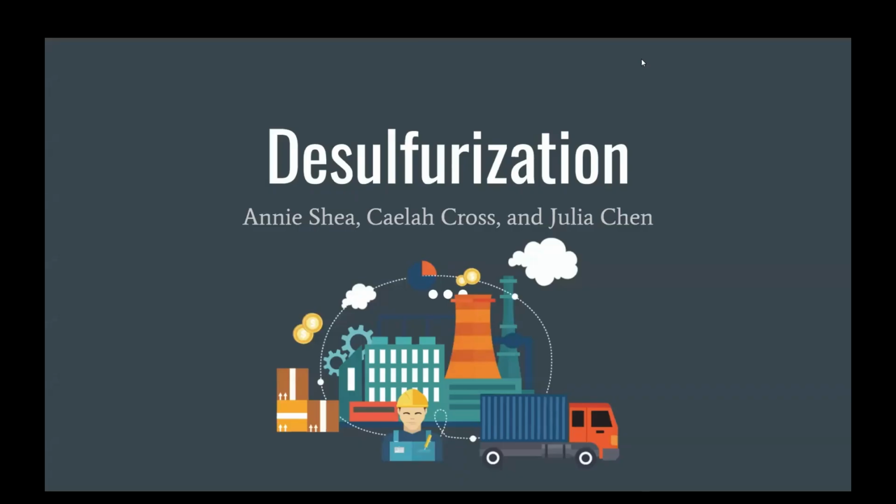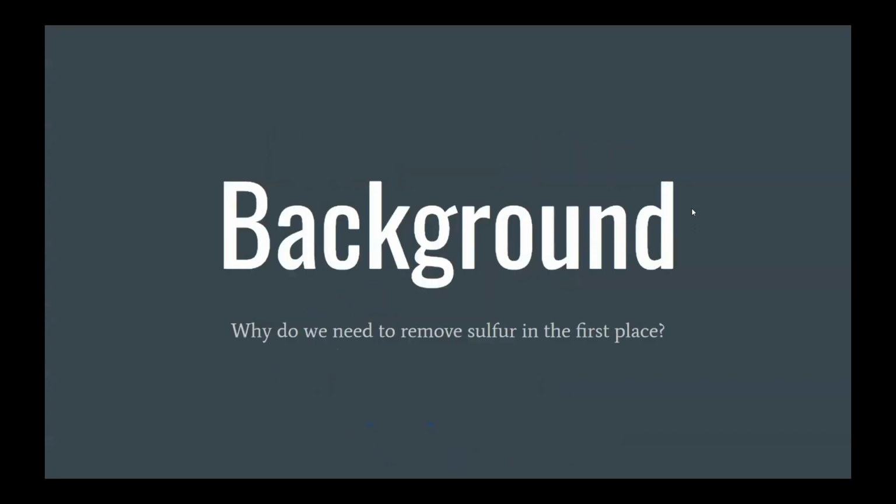Hi, so we're going to be talking about desulfurization in industrial processes. As the name suggests, desulfurization is simply the removal of sulfur from a material. First we're going to go over some background of why we even need to remove this sulfur in the first place.